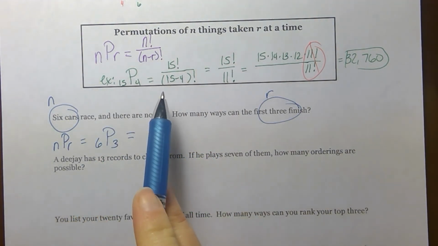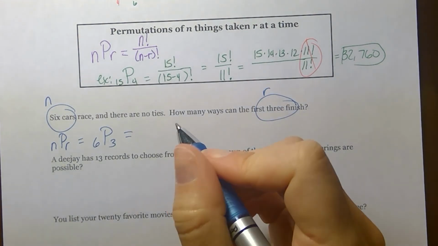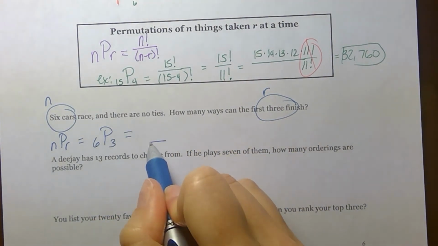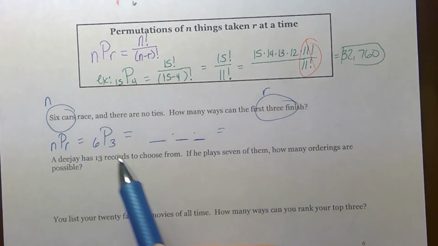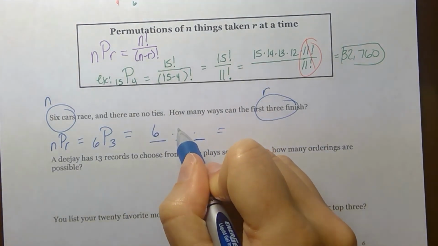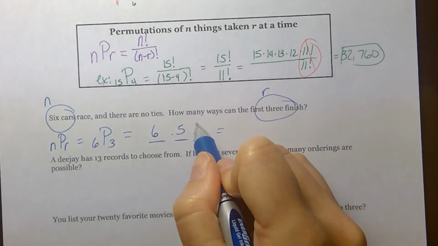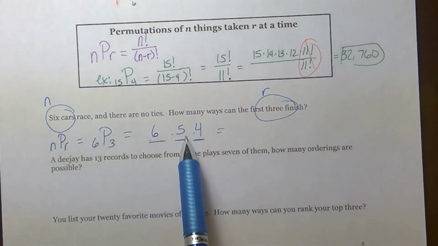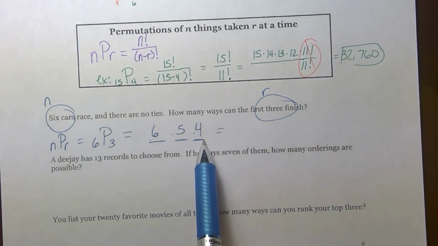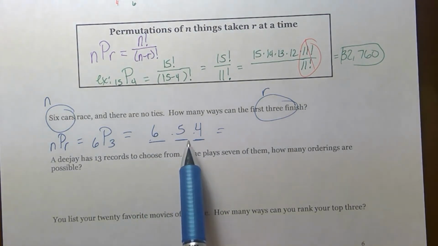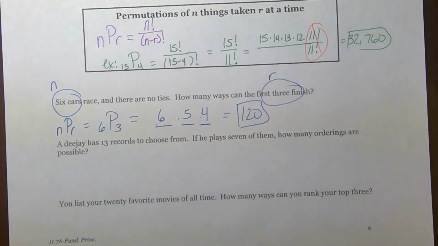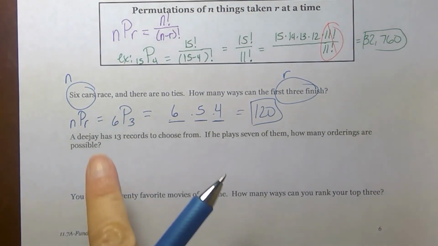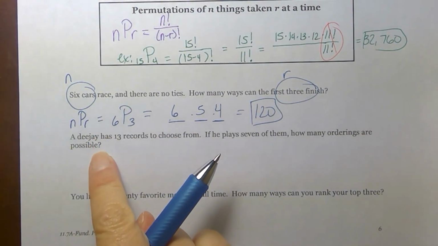I can plug this into my formal definition, or I can say, you know what? I'm picking 3, so I've got 3 blanks to fill. My first pick, I have 6, and then I've chosen one, so there's only 5, and then I've chosen another one, so there's only 4. 6 times 5 times 4. I start with 6, and I count down 3 times. 6 times 5 times 4 is 120. That's not bad, right?